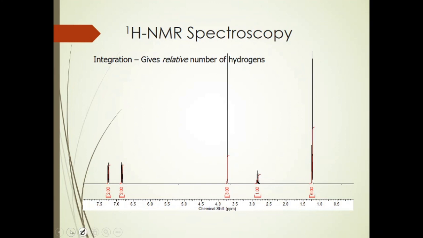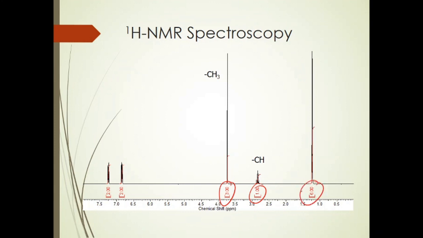And at that point, we know, for example, that this, because of integration of 3, is a methyl group, a CH3. Integration of 1 tells us this is a CH. Integration of 6, we cannot have a CH6. Carbon can't have more than 4 bonds. So the logical or likely explanation is that we have 2 methyl groups, 2 CH3 groups that happen to be chemically equivalent, and therefore they show up at the same peak.